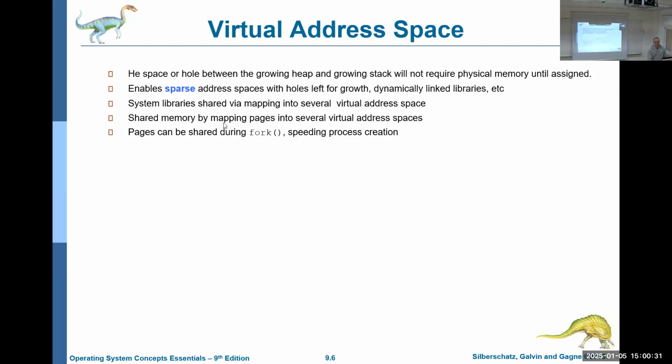Right, I can create shared memory, which means between two different processes, they can share memory by mapping pages into several virtual address spaces. I can have two virtual addresses reference the same physical page. We could have done that before. Yes. We could have done that before. Pages can be shared during fork, speeding process creation.